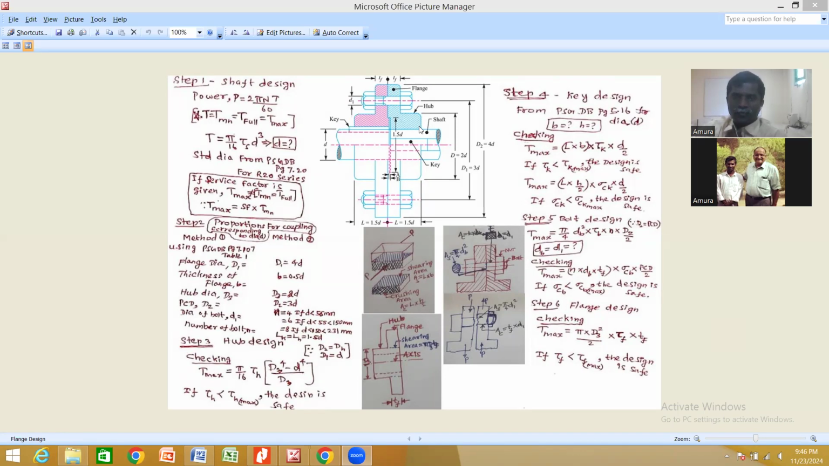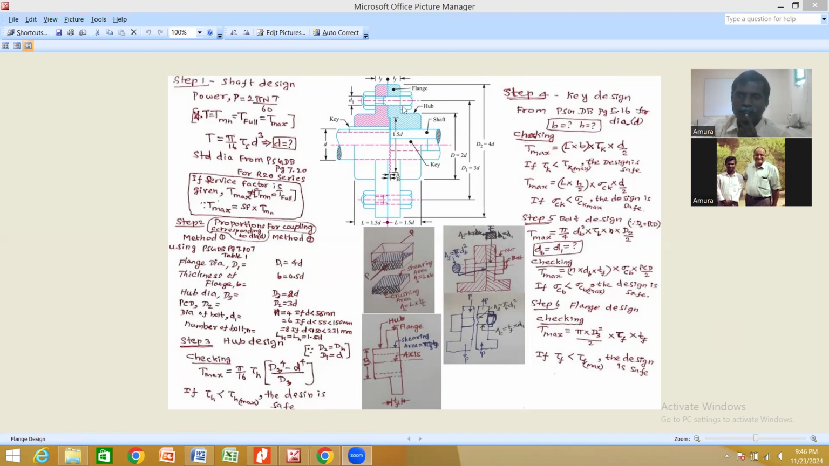Welcome to my presentation. Today we are going to see the procedure for designing flange coupling. Here I am giving the step-by-step procedure for flange coupling design.